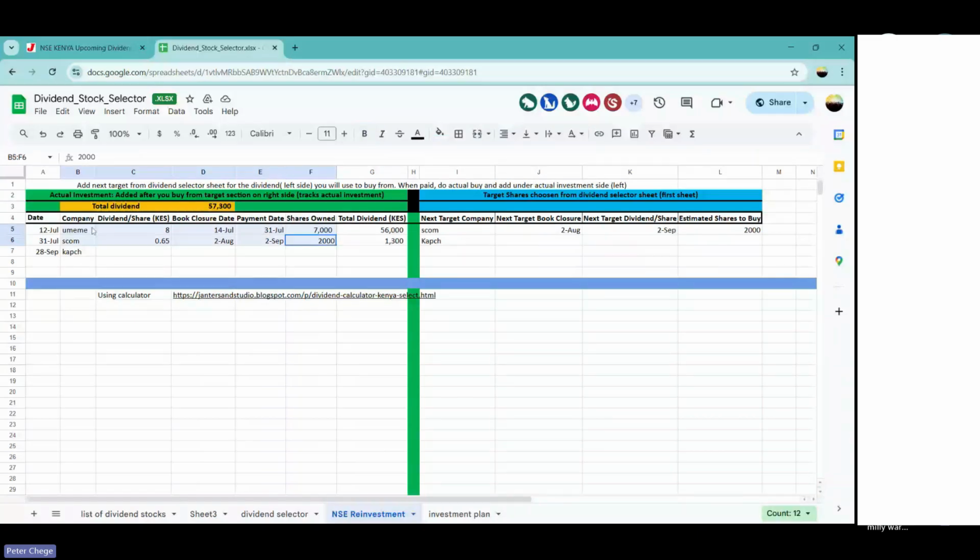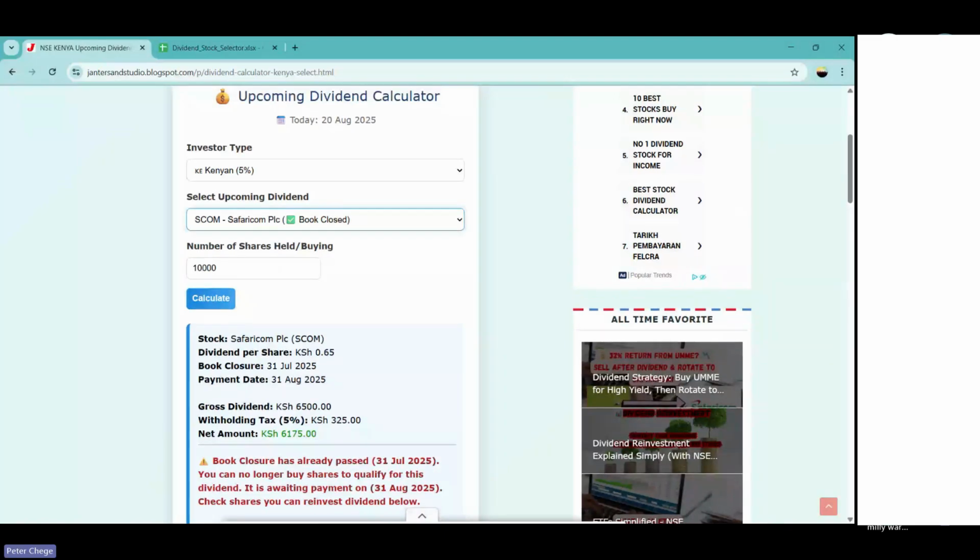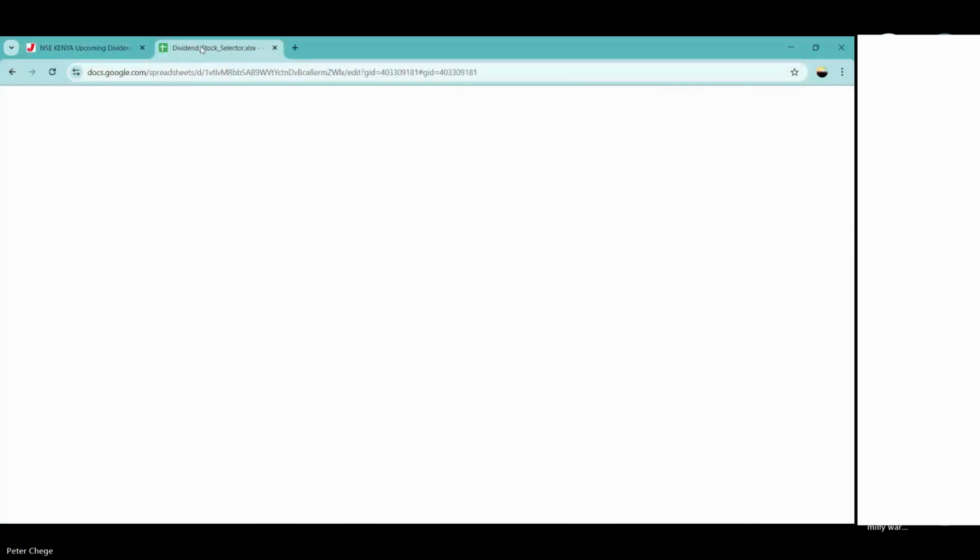So let's go to the calculator. We are assuming we have Safaricom and you want to reinvest. Which shares can you buy next? So calculate. So first of all, we pick the data for Safaricom because we need to feed it in. Yeah? So what do we need?